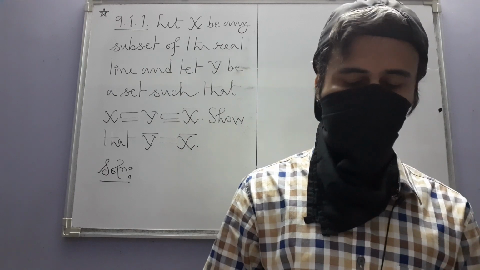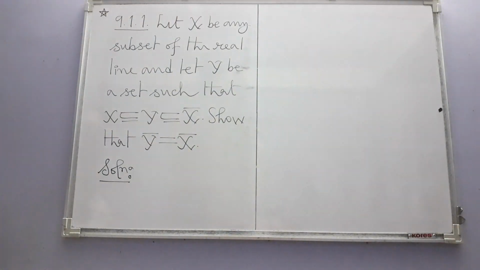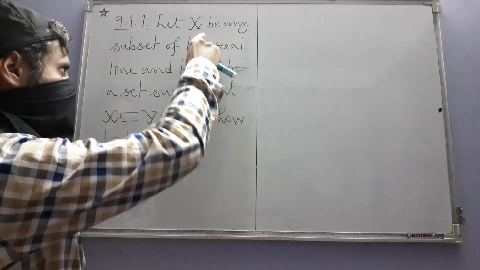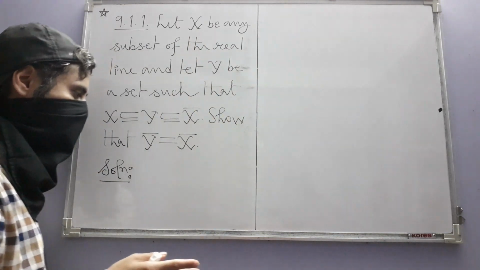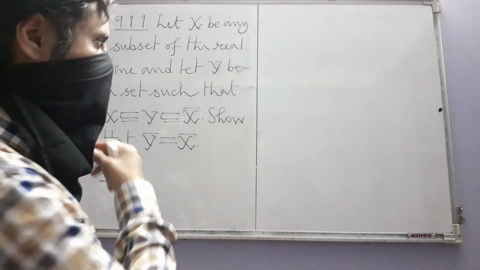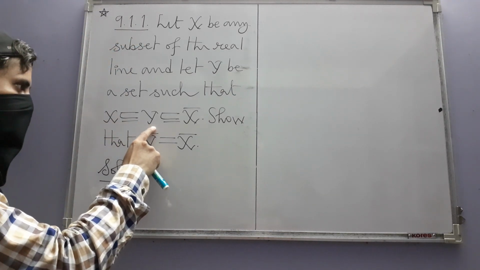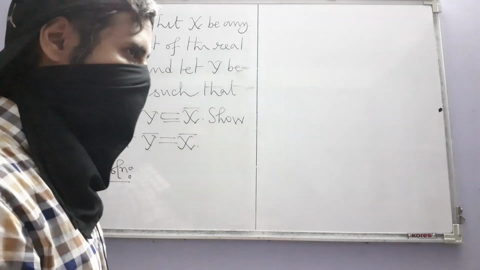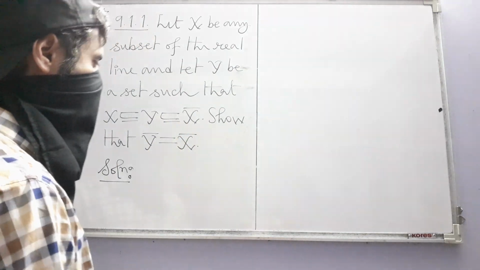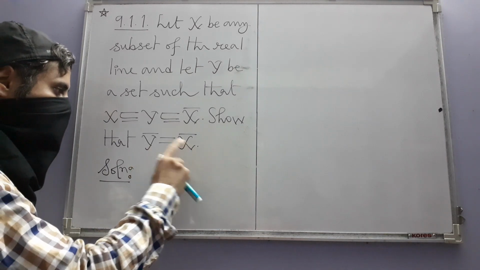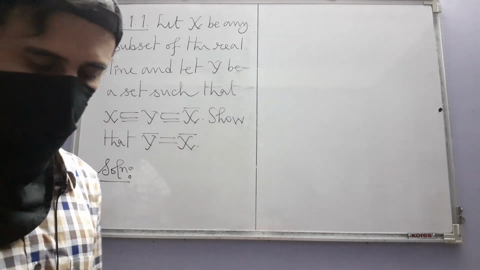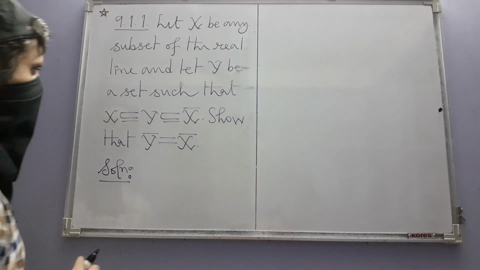Okay, so let's now start the exercises. In this first one, we are given two sets x and y. Both are subsets of the set of real numbers, of course. And x is a subset of y and y is a subset of the closure of x. Then we have to prove that the closure of y is equal to the closure of x. So let's see the solution.